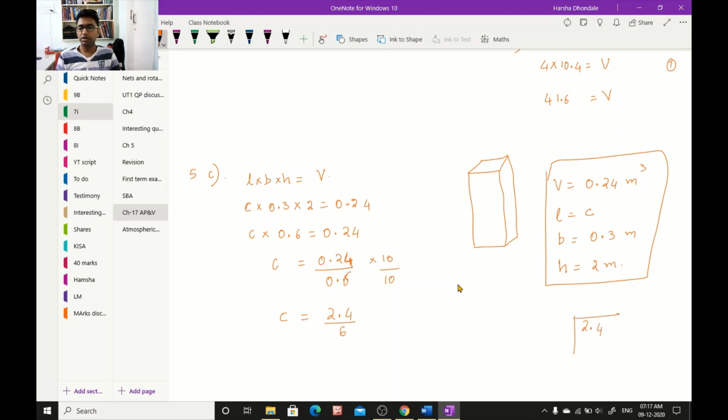So use your working column. 6, I can't divide this. So, I'll just put a 0 point. 24 divided by 6 is 4, 0, that is it. So my answer is 0.4.